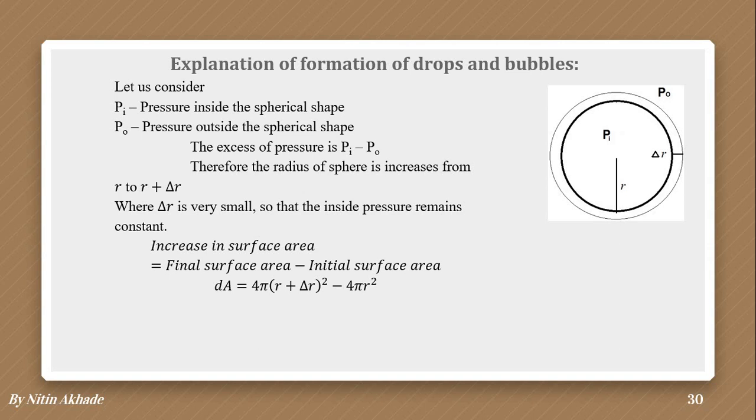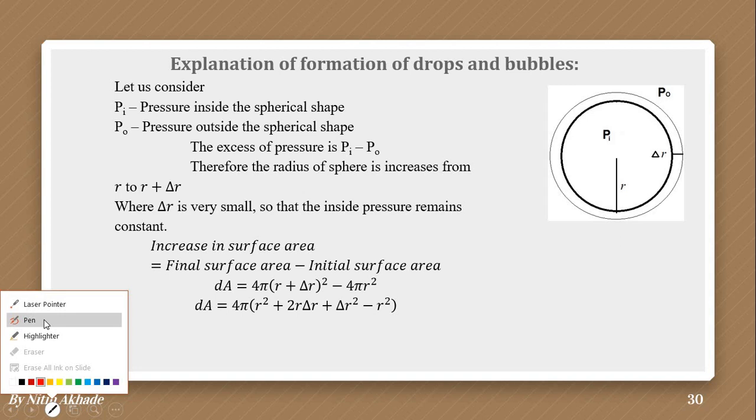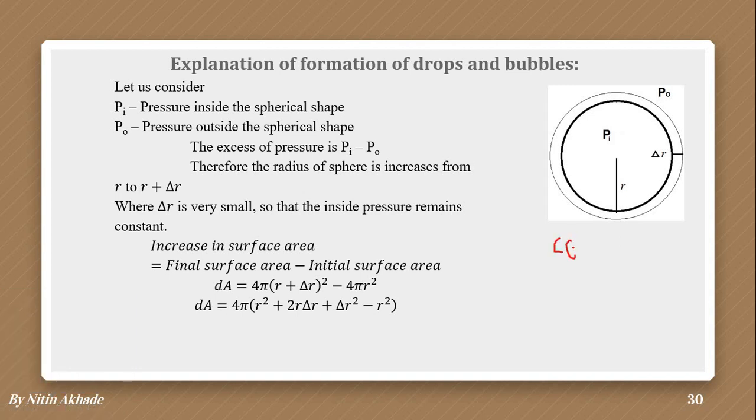So final radius is r plus delta r and initial radius is r, so you can write 4 pi (r plus delta r) bracket square minus 4 pi r square. So now using the expansion, that is (a plus b) bracket square, we have the value a square plus twice of ab plus b square.